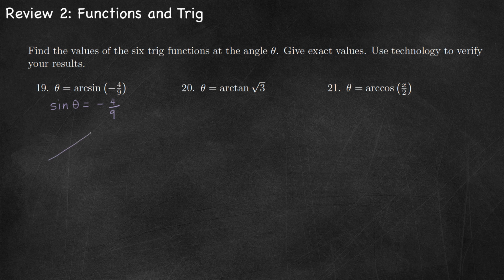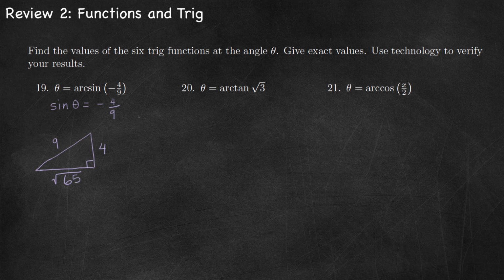So if I draw a right triangle to use as a reference here, I'm going to label the opposite side 4 and the hypotenuse 9. Okay, now we can use the Pythagorean theorem to solve for the remaining side. So that's going to be the square root of 81 minus 16, or square root of 65.